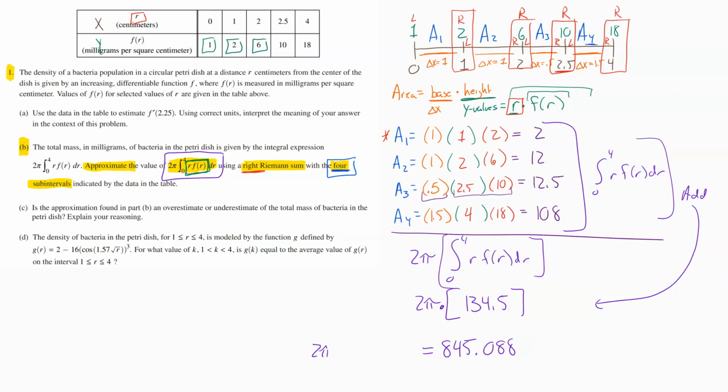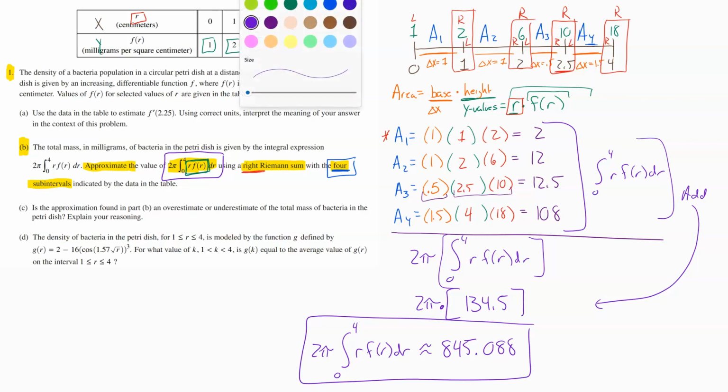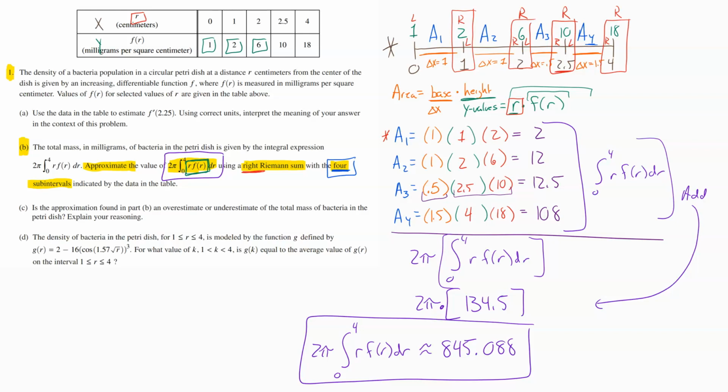And so maybe at the end, to make sure you're clear with them that you knew what you were doing, you would say the integral from 0 to 4 of r f of r dr is approximately, put your little squiggly equals, 845.088. So whenever I'm doing a Riemann sum, like I said, off of a table, I like to go ahead and put it into a number line to begin with. It helps me digest the material quicker. And then I break it into bite-sized little math problems. And once I have all those little answers, that gives me my approximation. And in this one, it just had that one additional piece of being multiplied by 2 pi. Put that together and get your final answer.